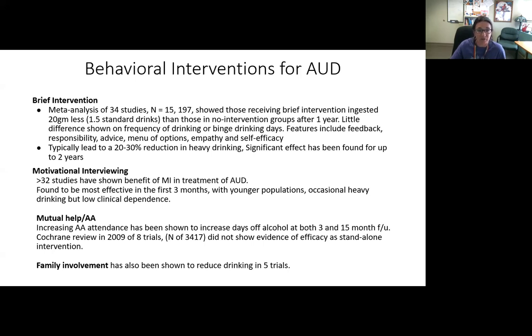And it typically leads to 20 to 30% reduction in heavy drinking, and a significant effect was actually found for up to 2 years. Of course, motivational interviewing, lots of evidence for that, found to be most effective in the first few months and with younger populations who are experiencing occasional heavy drinking but low clinical dependence. And then, of course, the mutual help and some AA groups, again, with caution that some of these groups don't support people being on medication. So always want to make sure our patients are aware that if they try a group and it doesn't seem like a good fit, there are others. And family involvement, when it's helpful, can also be shown to help reduce drinking.